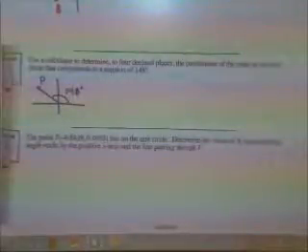What do I know about this point P in that quadrant? What are some things that I know about it? Well, it'll have negative x values and positive y. Can I figure out what those x's and y's are?